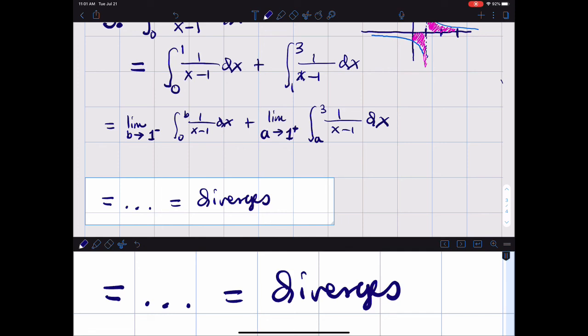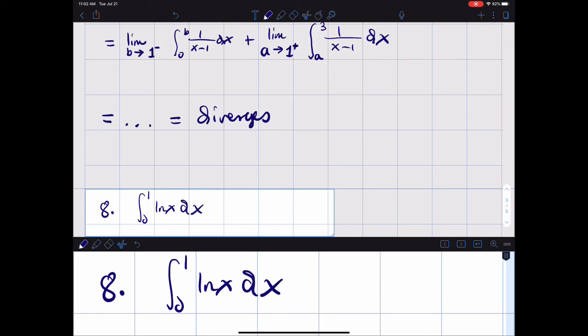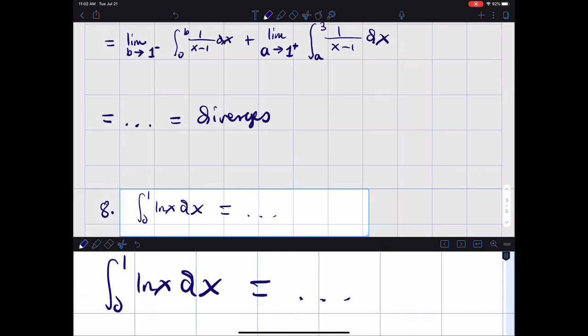And I also want you to try another one. Try the integral from 0 to 1 of natural log of x dx. I want you to set it up and do everything, and tell me what your answer is. I'll ask you in class. It converges, but what does it converge to? All right. We're going to stop here, and I'll see you in class.